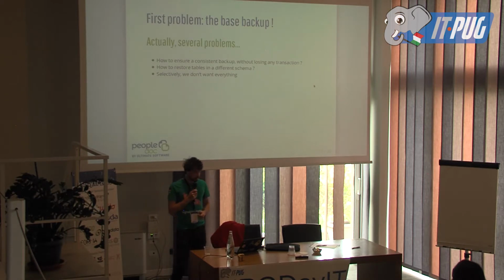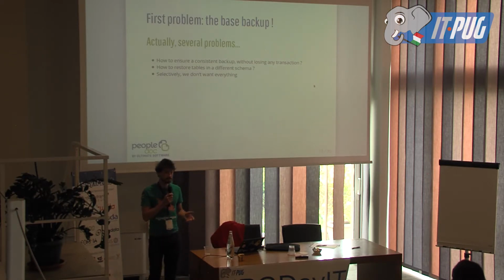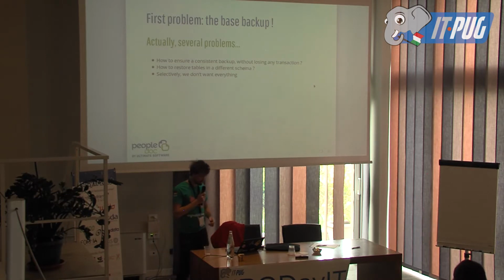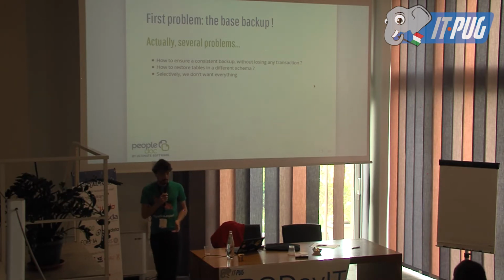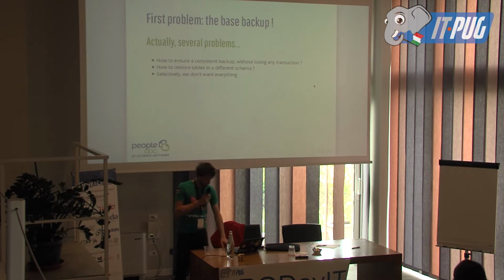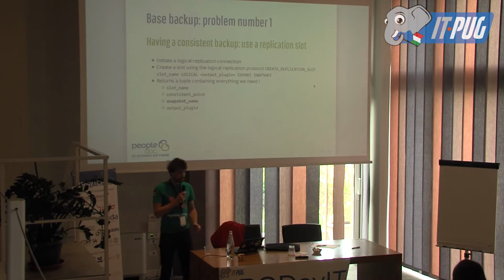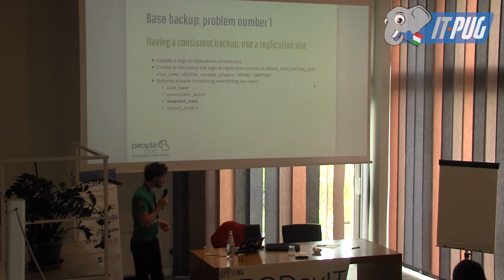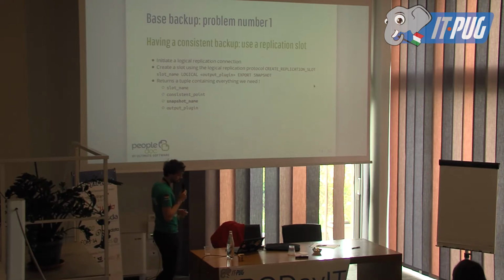We also need to restore tables in different schemas, because remember, that was our first problem with the existing replication system. And also, we don't want everything, because on our transactional workload, we have lots of indexes and maybe views and triggers and things like that that we don't need on an analytical system. Theoretically, it looks like the first problem is the most difficult one, but in fact, it's not, because PostgreSQL provides us with everything we need for that.